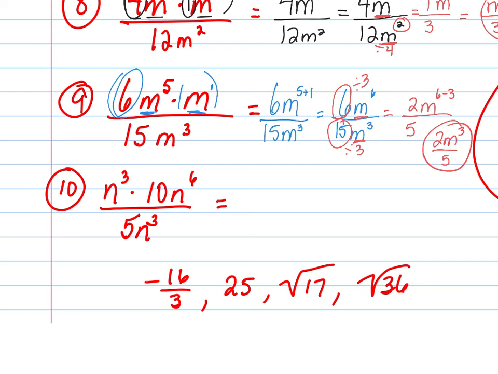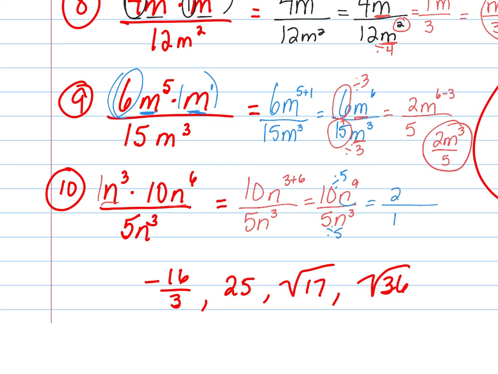We are going to take the 1 in front. 1 times 10 is 10. These are the same bases, so I'm going to do n to the 3 plus 6 all over 5n cubed. So that's really 10n to the 9th over 5n cubed. Greatest common factor between these? 5, right? So we get 2 over 1.